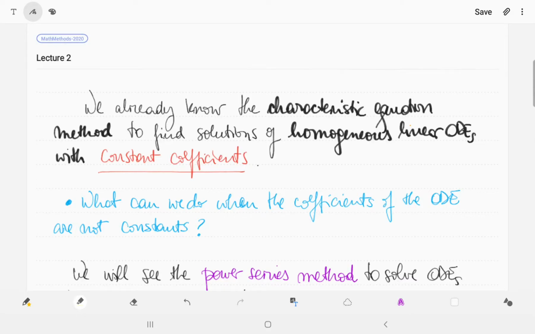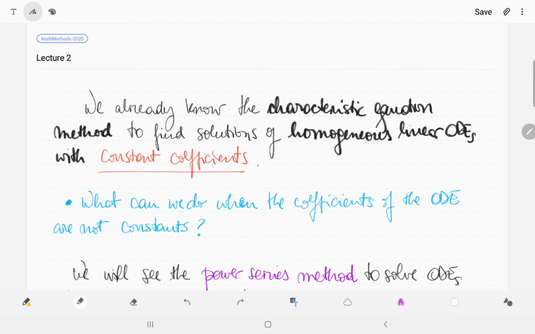Hi everyone. Okay, so in these notes we are going to see a new method, the power series method. If you remember what we saw last week, we saw the characteristic equation method, and that was useful to find solutions of homogeneous linear ODEs with constant coefficients. So that was an important assumption, an important condition that we have to check. The coefficients of the equation have to be constant.